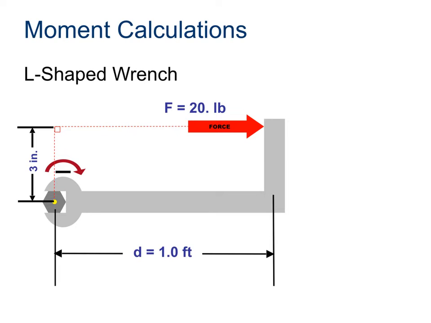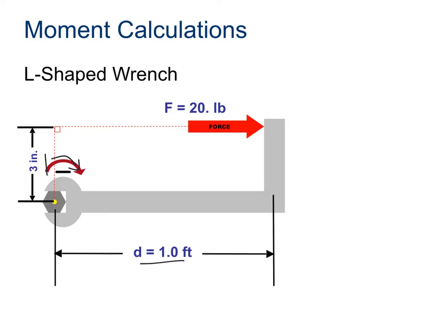So now I have a different type of wrench. This is an L-shaped wrench. My force is still being applied in a clockwise position, so it's still a negative force. But now I have two distances. I have a 1 foot distance and a 3-inch distance.